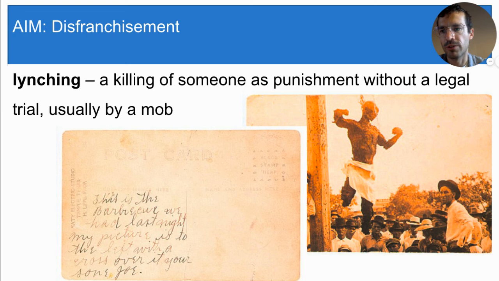This picture was sent as a postcard, and the back of it says, quote, "This is the barbecue we had last night. My picture is to the left, your son, Joe." So the person that wrote this made light of the lynching and then sent the picture to his parents.